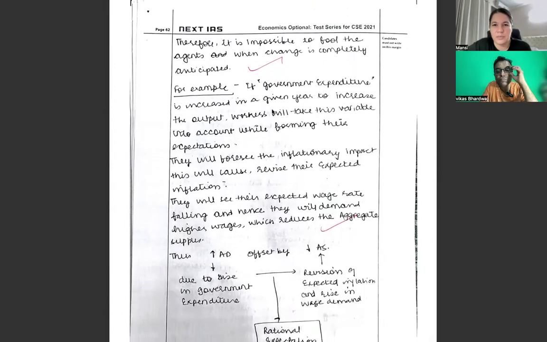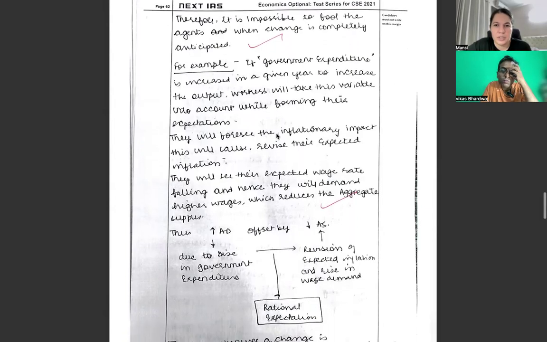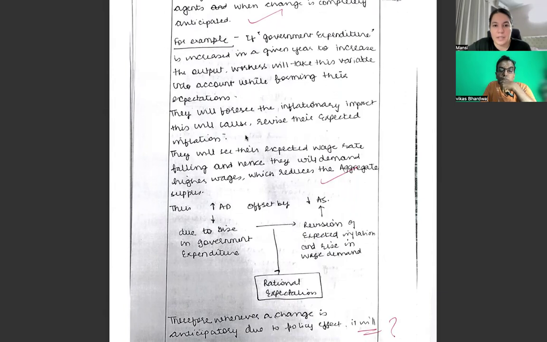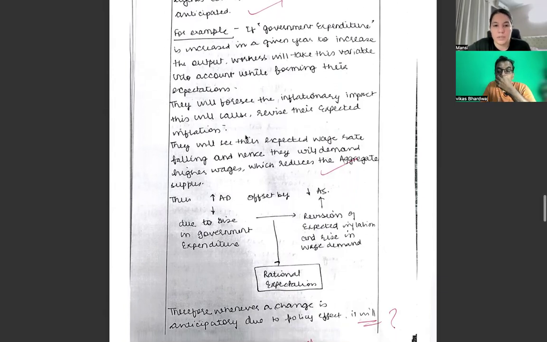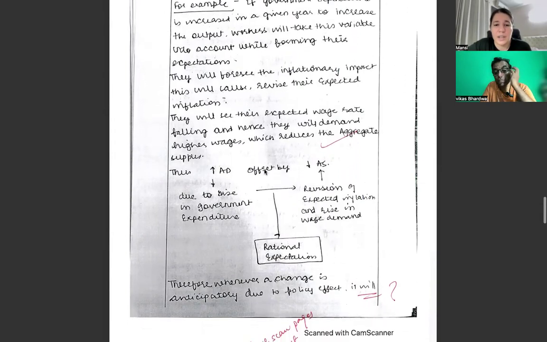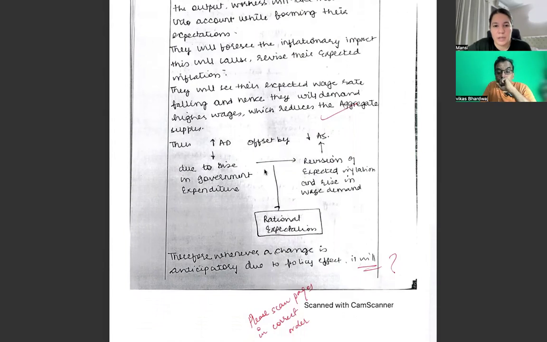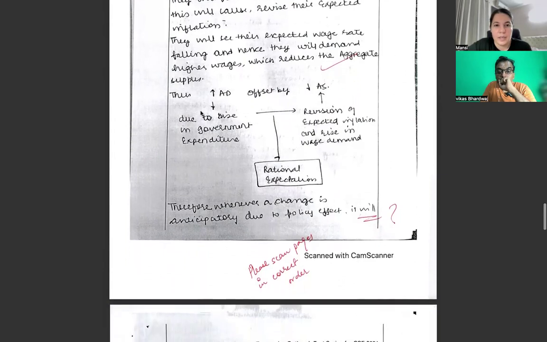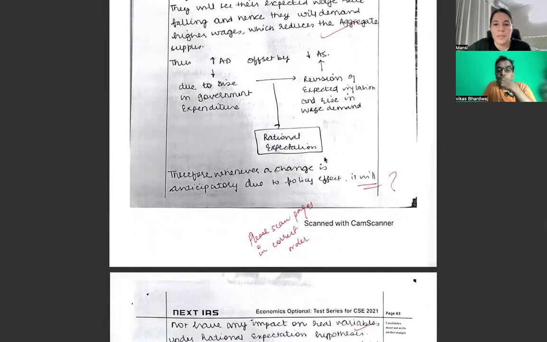Then an example: if government expenditure is increased in a given year to increase the output, workers will take this variable into account while forming their expectations, and they will foresee the inflationary impact that will cause and revise their expected inflation. So they will see their expected real wage rate also falling, and hence they will demand higher wages, which reduces the aggregate supply. So the increase in aggregate demand is offset by the reduction in the aggregate supply. The increase in AD is because of the rise in the government expenditure, whereas the decline in AS, aggregate supply, is because of the revision of the expected inflation, the rise in the wage demand by the laborers.